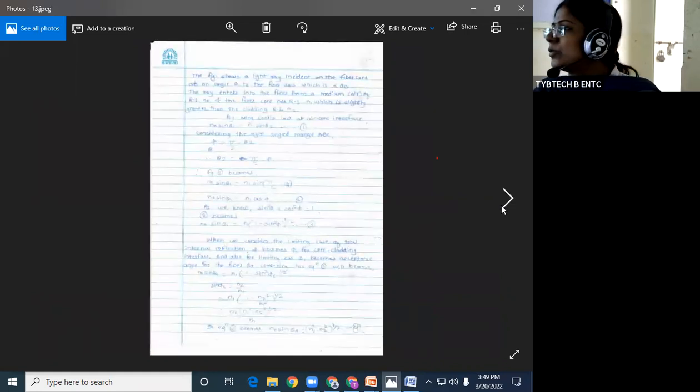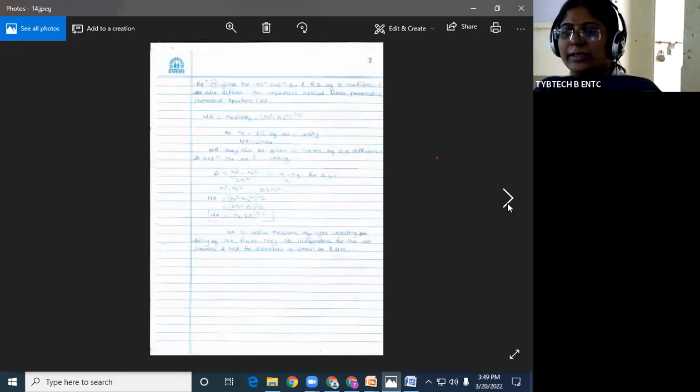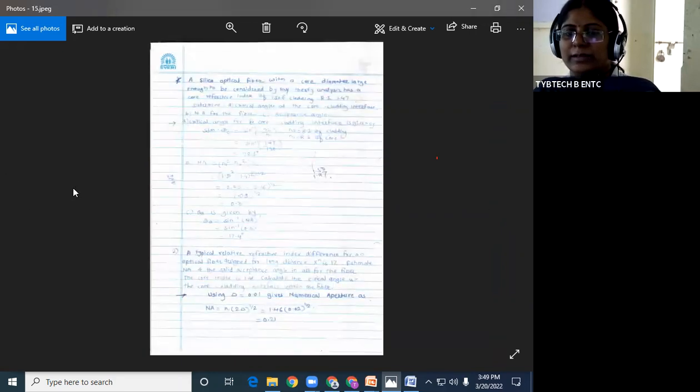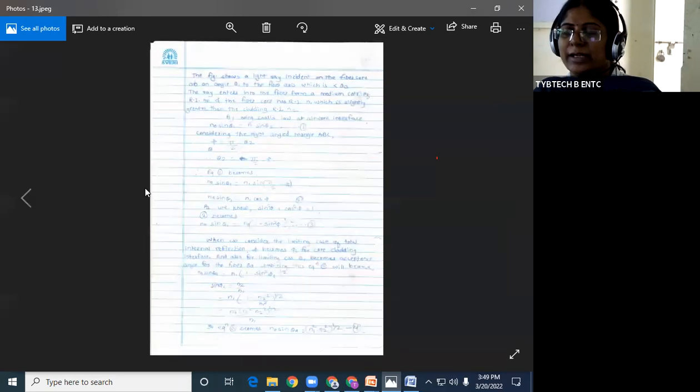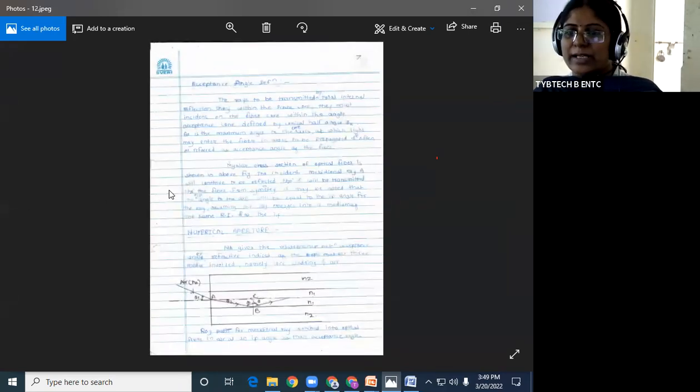Phi c is equal to sine inverse of n2 by n1. Again, acceptance angle and phi c ह्याच्यातलं relation आपल्याला बघायचं सगळं. And that we are going to see in the derivation of numerical aperture.